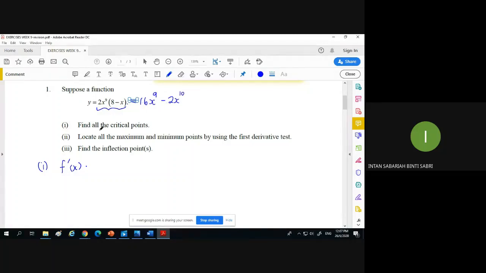So we want to find the critical point. Bear in mind, critical points occur only when f prime x is equal to 0. So differentiate for the first time. So what do you get? 16 times 9, 144 x power of 8, minus 20 x power of 9.